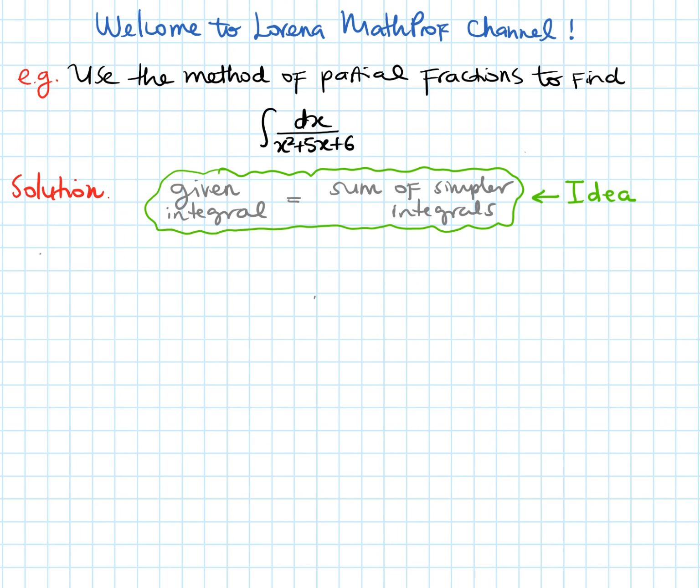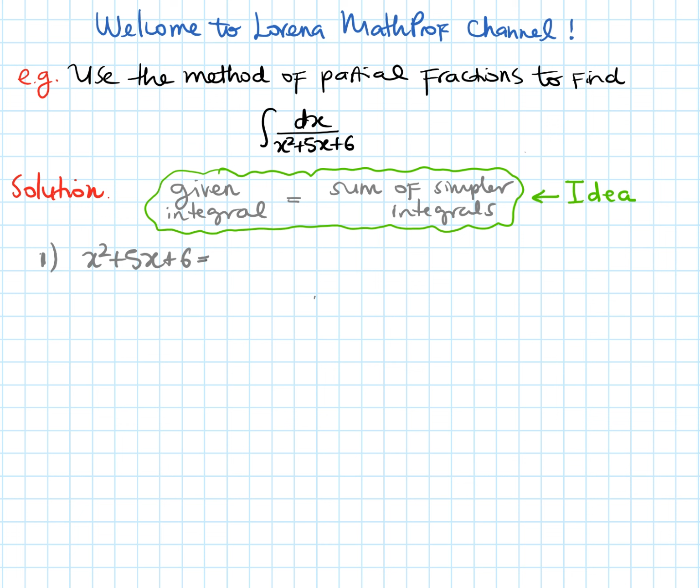To solve this exercise, we will follow 4 main steps. They are the same for every exercise with partial fractions. And we will start by factoring out the denominator. So we will factor out x squared plus 5x plus 6.